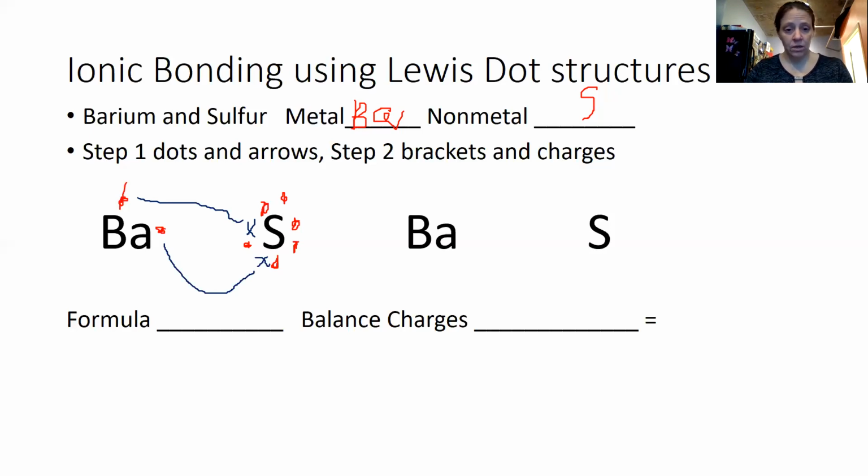All right, now we're going to do our brackets. Now remember, barium lost all of those electrons, so I'm not putting any more dots around barium. It lost 2 electrons, so when you lose electrons, you become more positive because you have 2 more protons than electrons, since it's not a neutral atom anymore. So I'm going to put a plus charge. So we have plus 2.